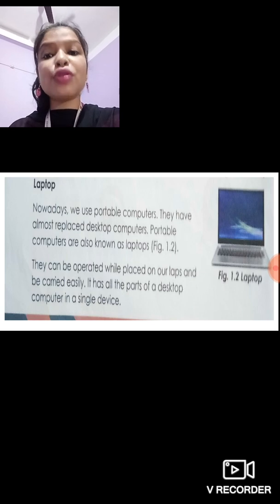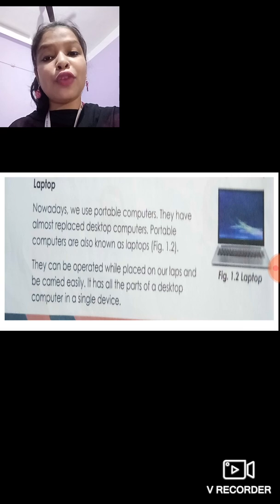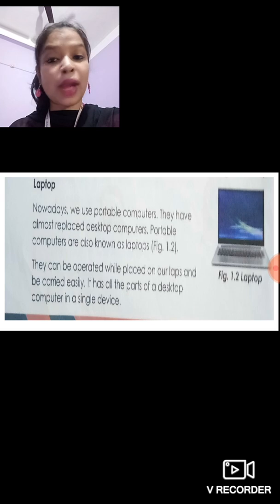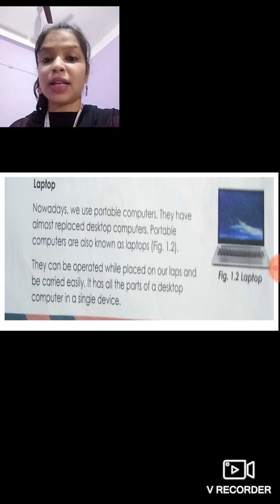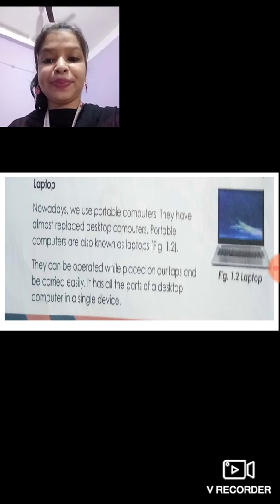So laptops have almost replaced desktop computers. People are nowadays using laptops more. The use of desktops is decreasing day by day. People are working more on laptops because it is much easier than a desktop. You cannot carry a desktop around because it has all the parts and it will be difficult. On the other hand, the laptop is easier.